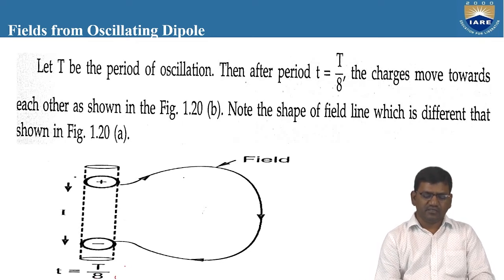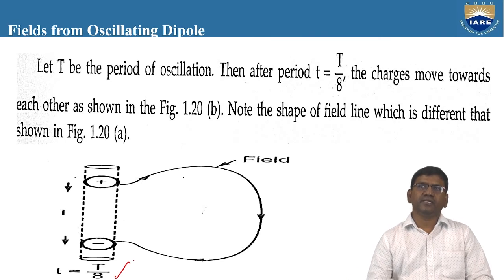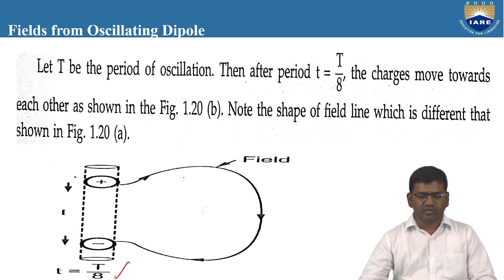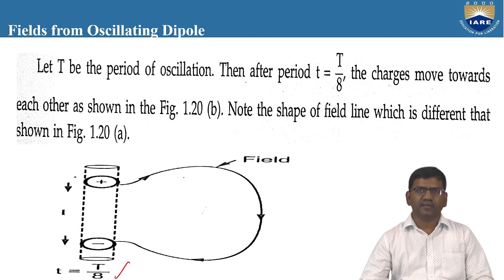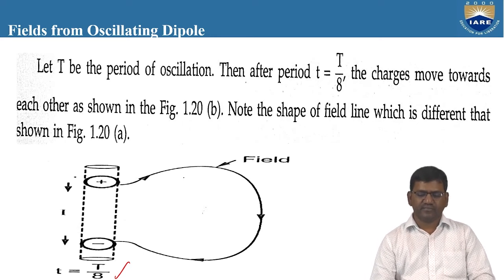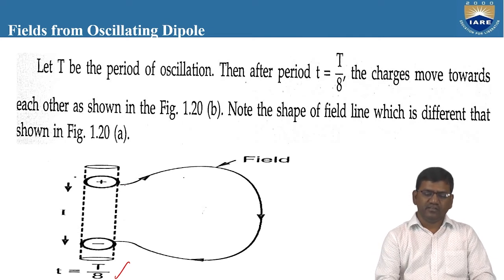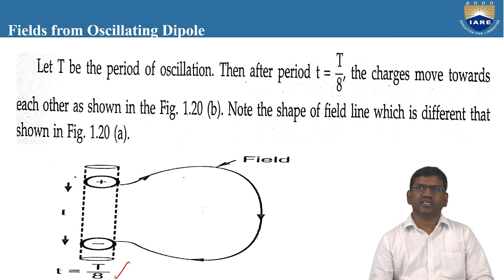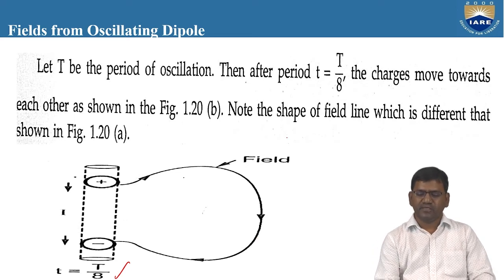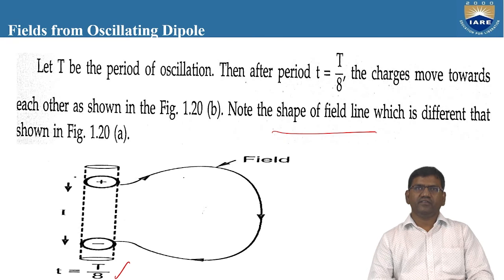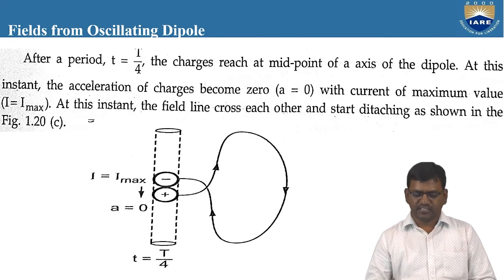Now the time is t is equal to T by 8. That means after a time interval of T by 8, the charges move towards each other, as shown in the figure. When the charges start moving towards each other, the field produced will also vary. The shape of the field line is different from what we saw in the previous case.